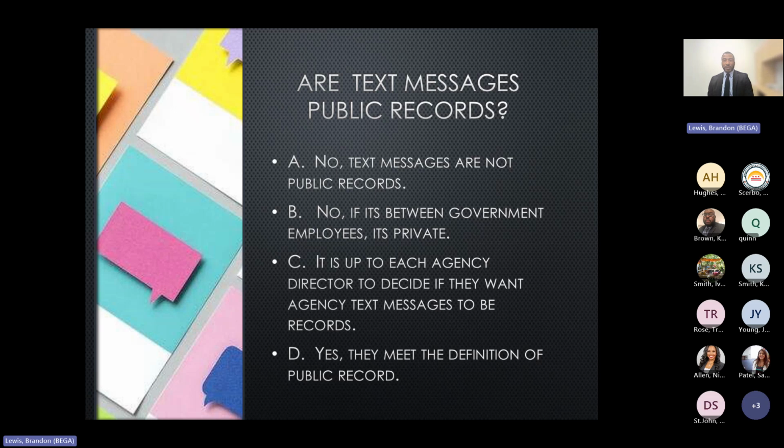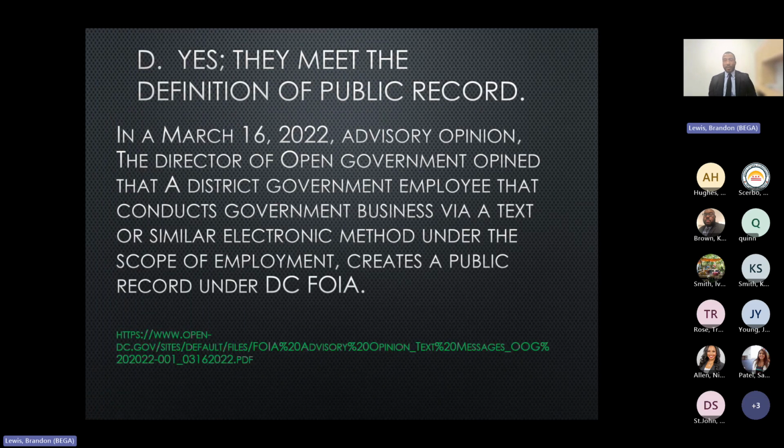Good. I see most folks selecting D, and that is correct. Yes, they meet the definition of a public record. In a March 16, 2022 advisory opinion, the Director of Open Government opined that a district government employee that conducts government business via a text or similar electronic method under the scope of employment creates a public record under DC FOIA.